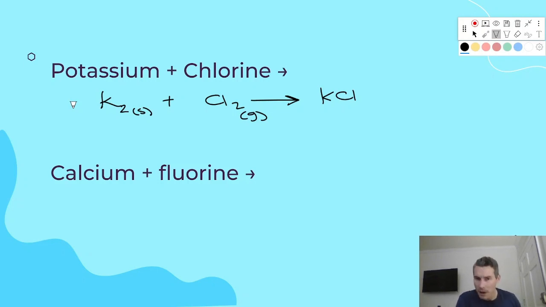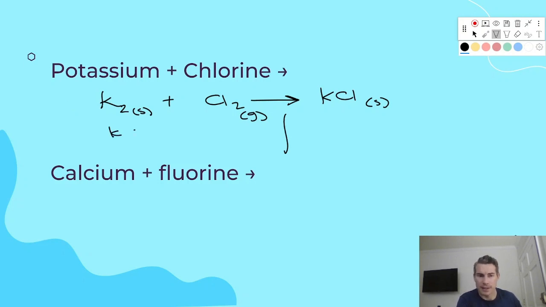All right. So this one's really easy to balance. What I mean by that is you can see clearly we have 2 potassiums and 2 chlorines. We have 1 over here: 1 potassium and 1 chlorine.